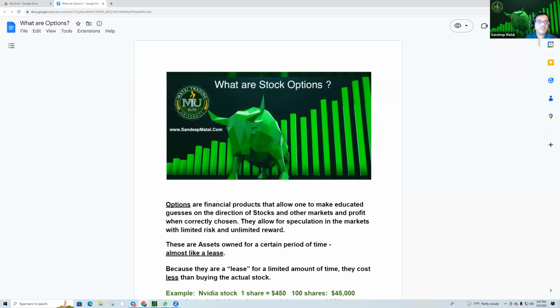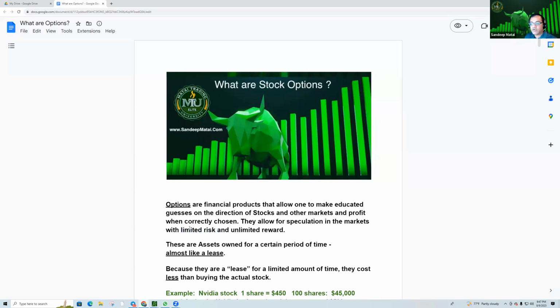And the good part is you can choose up or you can choose down. You can play things either way, and that's why we love them. They allow you to speculate in the markets with limited risk. What do I mean by that? If I spend $200 for this lease or this option, that's the most I can lose. I can't lose more than that. When you buy a stock, you can continue to lose all the way down to zero, but the option is a lease that you buy that will have value, and you can't lose more than that amount.